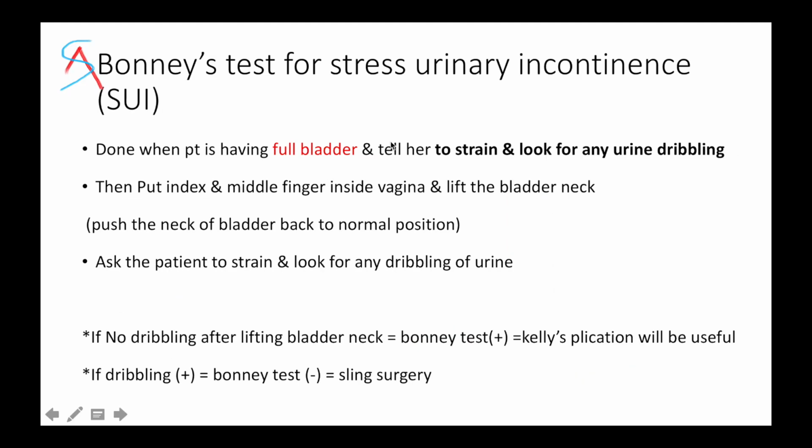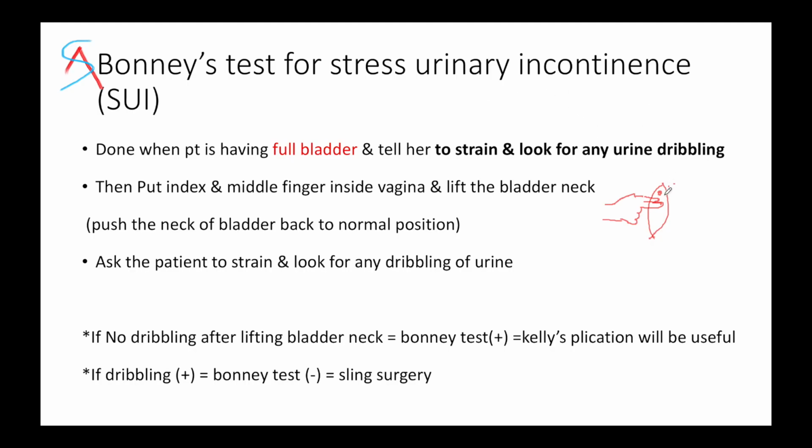As I mentioned before, if the patient gives a history of stress urinary incontinence, then you have to examine her with a full bladder for Bonney's test. The patient has to be in full bladder. Tell her to strain and look if there is any urine dribbling from the urinary meatus. If urine dribbling is present, it means stress urinary incontinence is present.